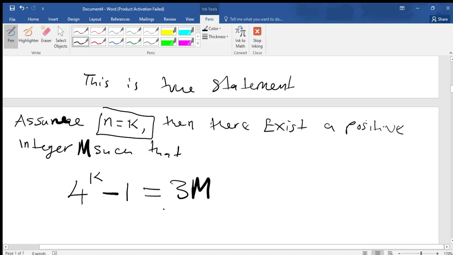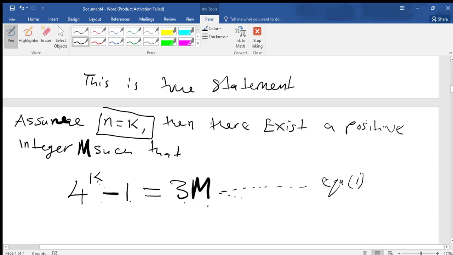Just as we had an understanding that for every n value inserted there, we should have a multiple of 3 as our answer. So if n is equal to k, we put k here, so it will be 4 power k minus 1. Since we do not know the value of k, we are assuming that 3 should multiply by a positive integer m. This is what we are going to have. So we can let this be equation 1.